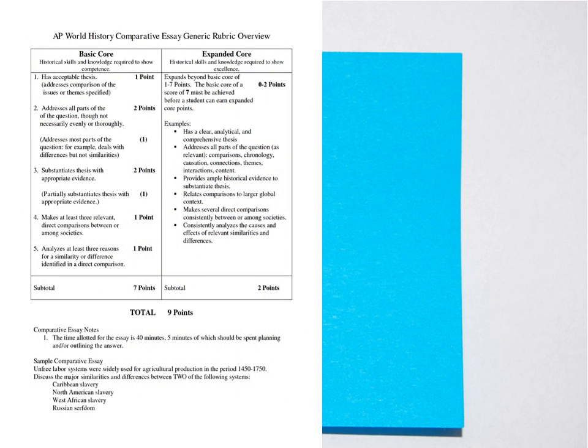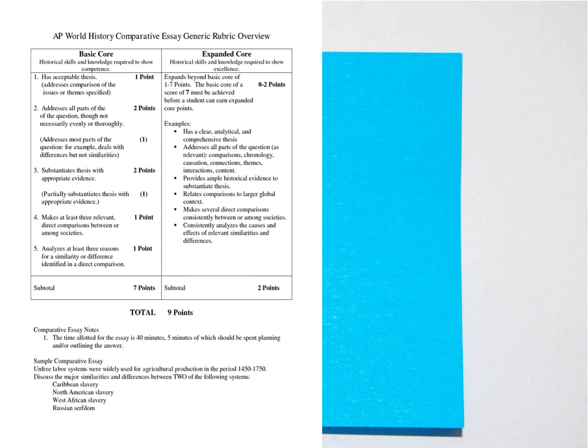Okay, so same thing that you're going to notice with every rubric. The rubrics for the DBQ, CCOT, and comparative are the same. You have your basic core, expanded core. You need to hit the 7 points before you get to expanded core. But you normally just want to focus on getting your basic core. You need 1 point for an acceptable thesis. So you mention the comparisons and contrasts in your thesis.